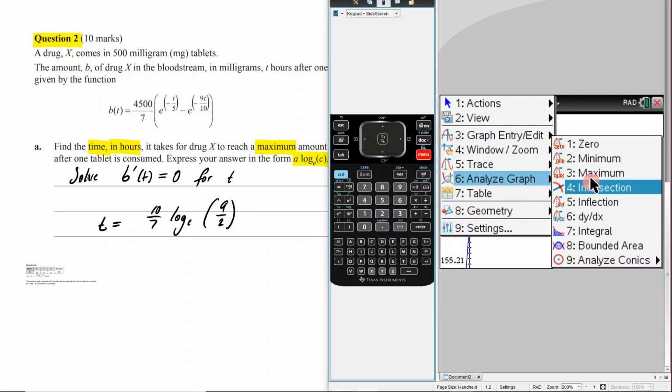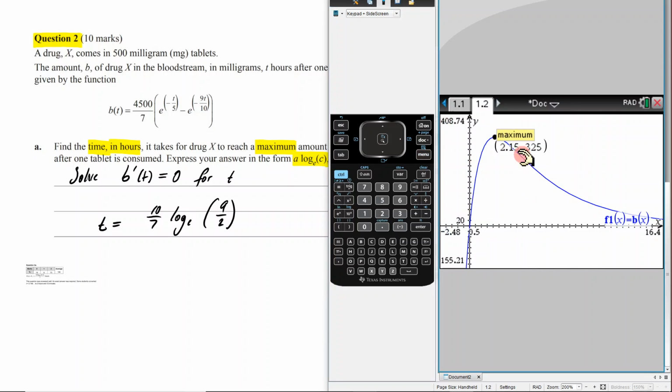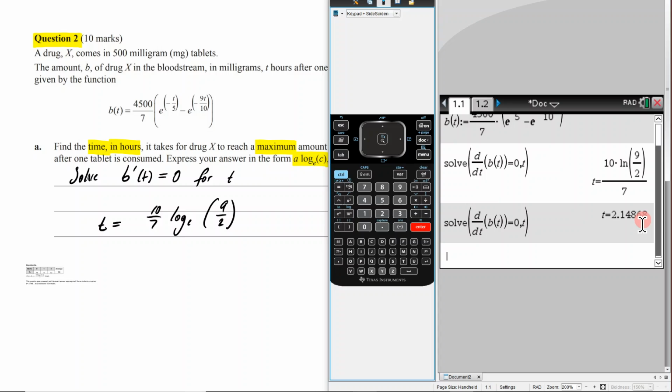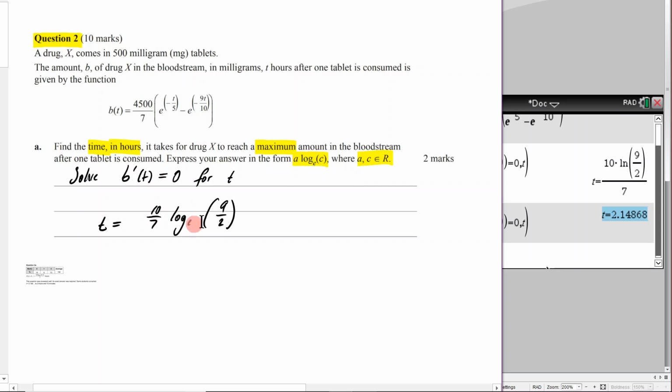So the first thing we needed to find was the maximum. So menu, analyze graph, maximum from here to here. As you can see, the time the maximum occurs is 2.15. And if I take this and get the approximate of it, it's going to be 2.15 rounded. But remember, we don't want the decimals. We want it in the form right here, and this is what we want.